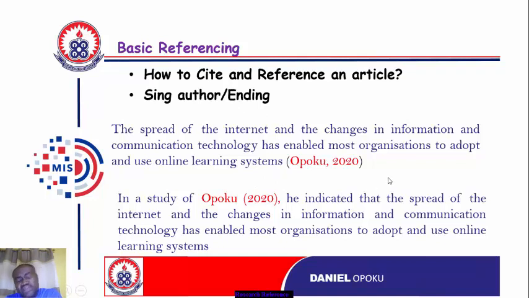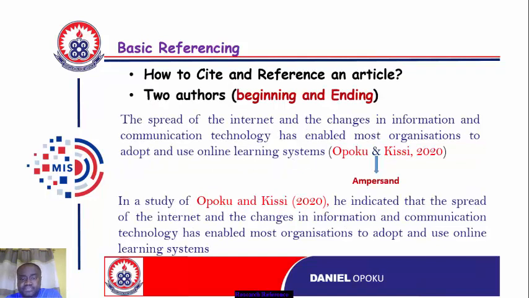Okay, now what about if the authors are two? Let's see how to do it. Good. So the spread of internet and changes in information and communication technology has enabled most organizations to adopt and use online learning system. So it is written by two authors. So you have Opoku and Kisi 2010. You realize that there is no full stop here. The full stop must end here. It's a mistake, so please put a full stop here. Then in between Opoku and Kisi, you have what they call the ampersand sign. Don't use the word and here. Use the ampersand sign when the reference comes at the end of the statement, like Opoku and Kisi.